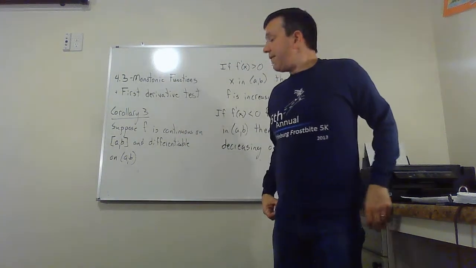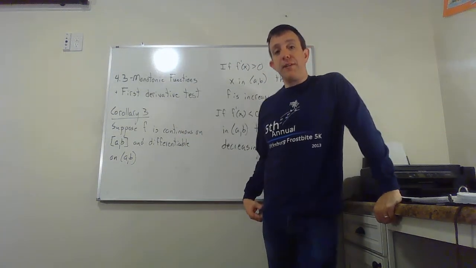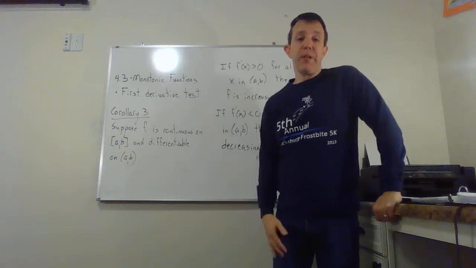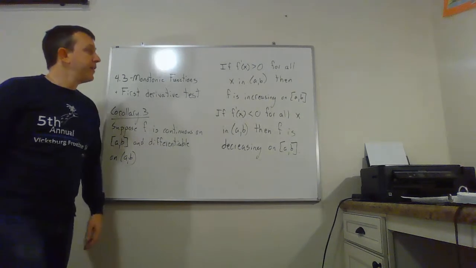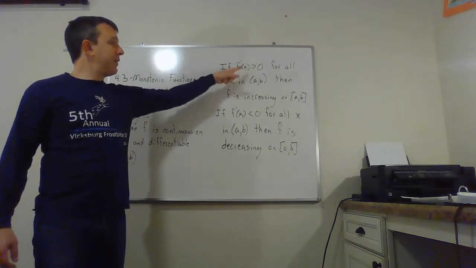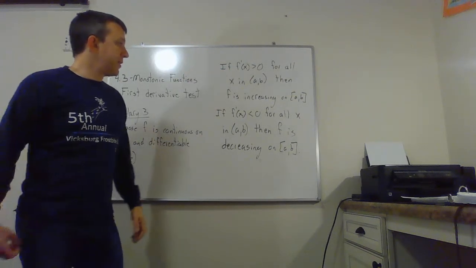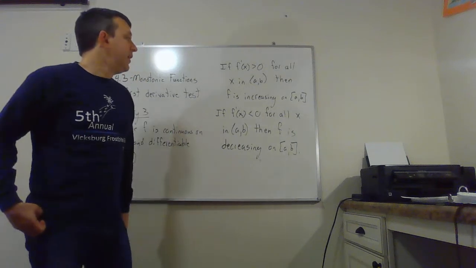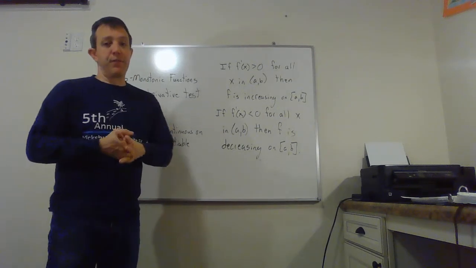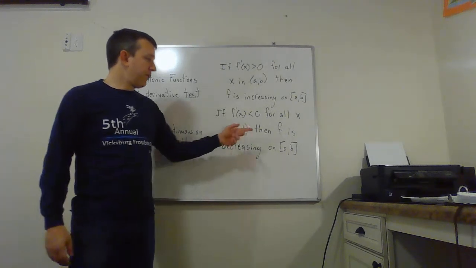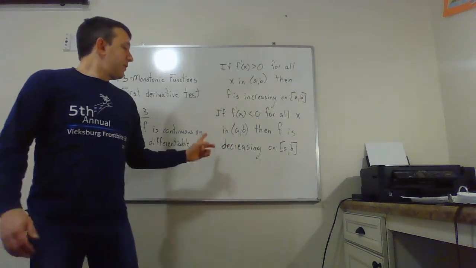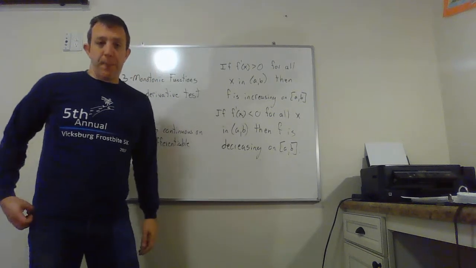It says, suppose f is continuous on the closed interval [a,b] and differentiable on the open interval (a,b). Then we get a couple of things out of that. If f prime of x is greater than 0 for all x in the open interval (a,b), then f is increasing on the closed interval [a,b]. And if f prime of x is less than 0 for all x in the open interval (a,b), then f is decreasing on the closed interval [a,b].